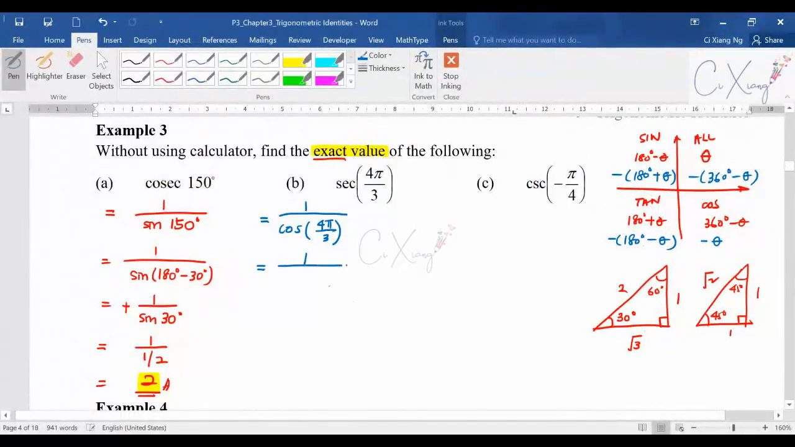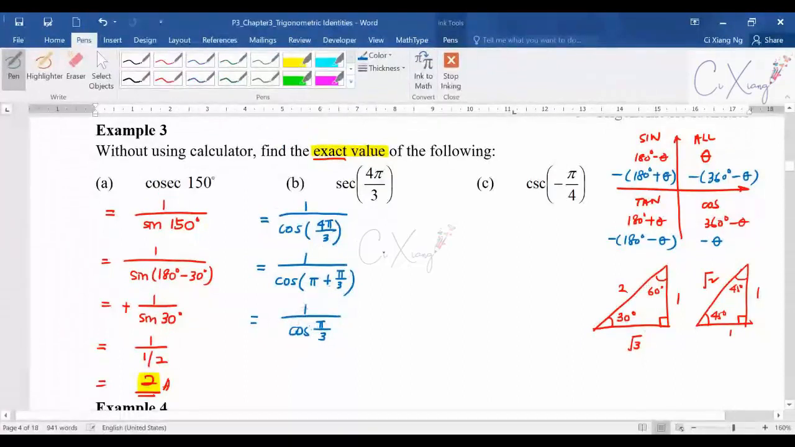So it becomes 1 over cos of pi plus theta, where 180 means pi and theta is pi over 3. Therefore, pi plus pi over 3 equals 4 pi over 3. From here, you know that your theta is pi over 3. Therefore, the value should be 1 over cos pi over 3, that means cos 60. But before that, you have to decide whether it is a positive or negative value.